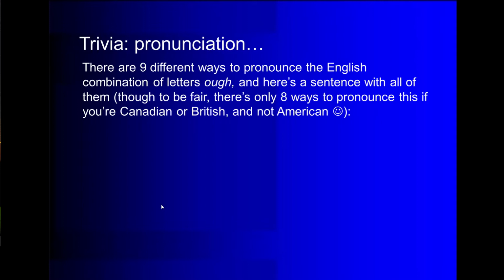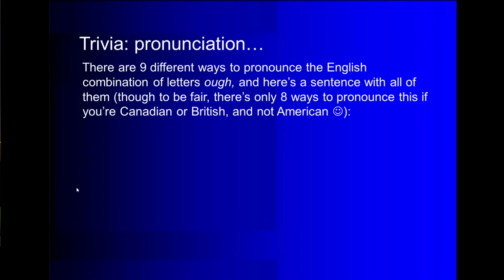But first, some trivia. We've been talking about all kinds of difficulties in English. Here's a classic example of some of the difficulties in the orthography and pronunciation of English. And in this case, we're talking about the letters O-U-G-H. And evidently, there are essentially 9 ways to pronounce those letters in English, although, to be fair, in Canadian and British English, there's only 8 ways.